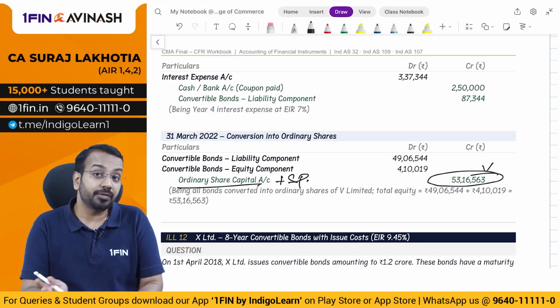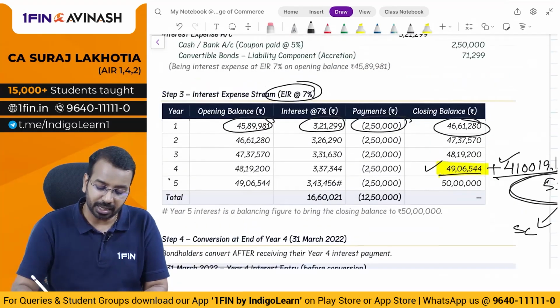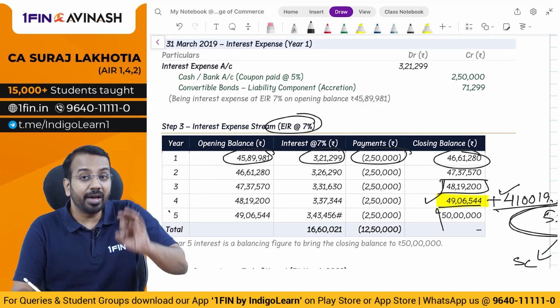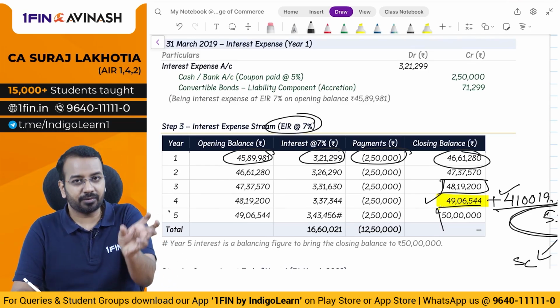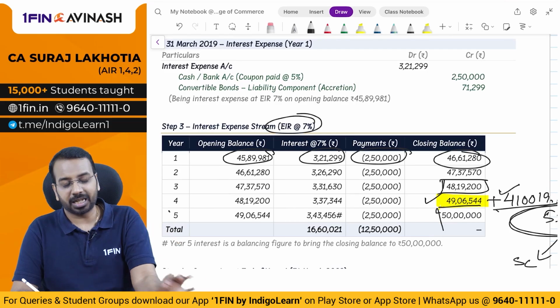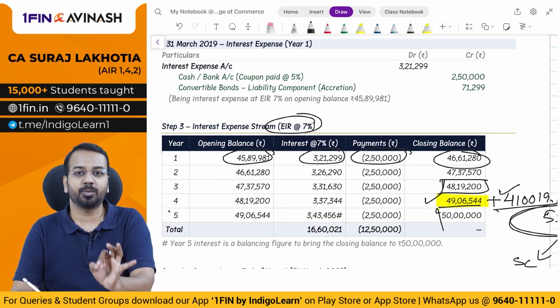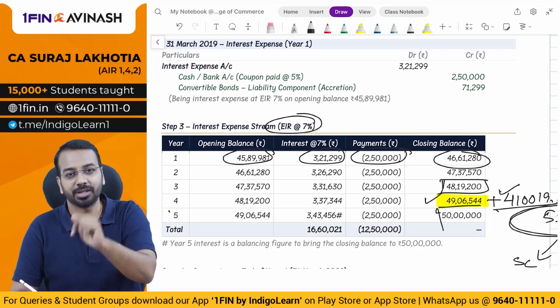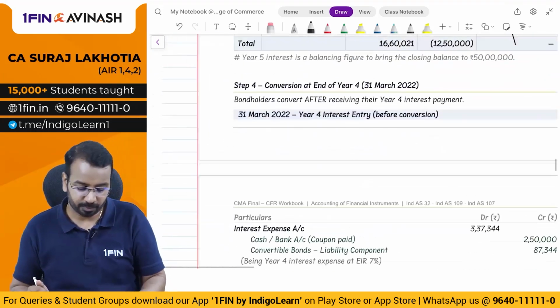Sir, what if they convert it at the end of the 5th year? Then we will take 50 lakhs. 3rd year we will take 48 lakhs 19,000. Whenever the conversion happens, the closing balance of liability will be debited and transferred to equity share capital plus securities premium. Not only that, the original equity will also be transferred to equity share capital and securities premium.